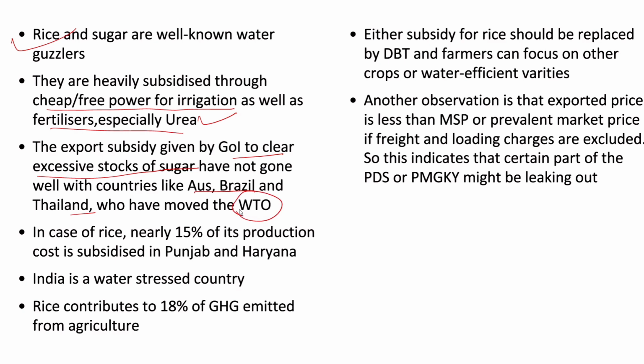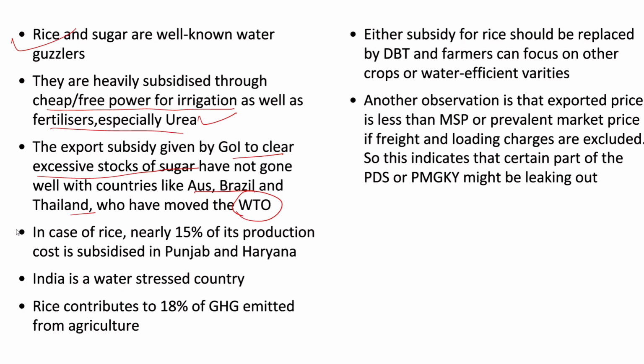Also, sugarcane is called the lazy man's crop as it does not require a lot of care. It is less prone to pests. Thus, farmers grow it in large quantities. And then it becomes a burden on the government of India, and thus the government has to give an export subsidy to allow it to clear these excess stocks.